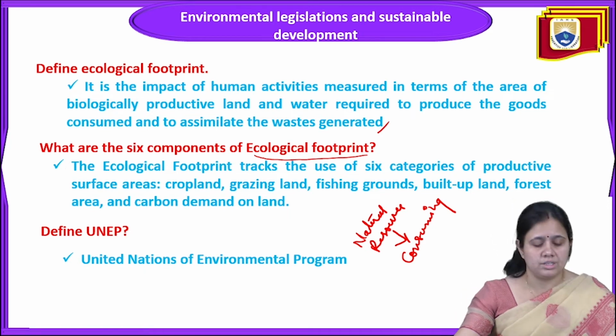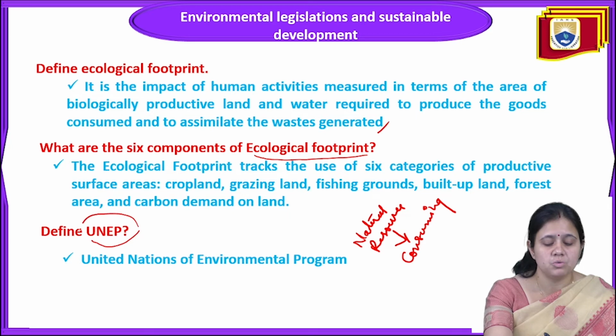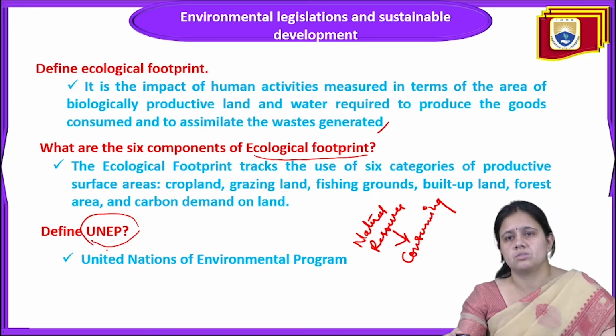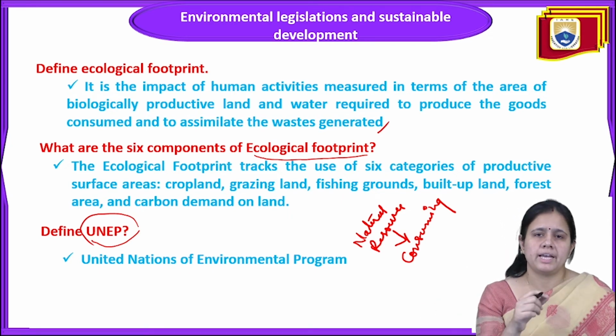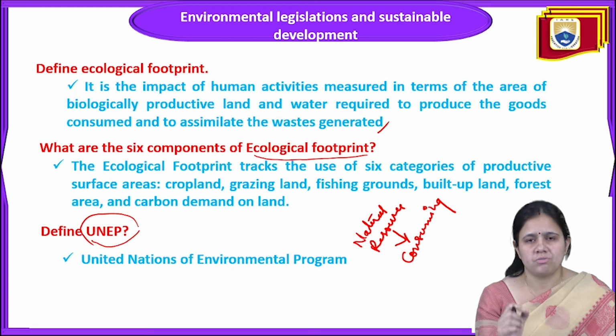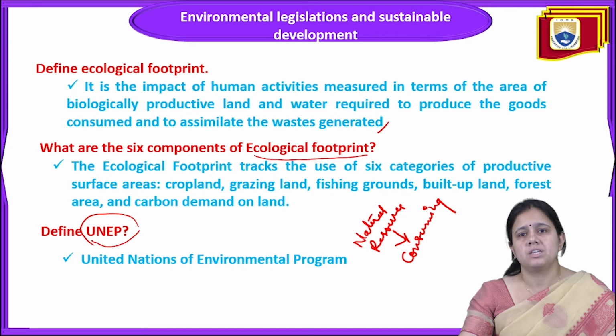Next is to define the term UNEP. UNEP stands for the United Nations Environment Programme. The United Nations has made many programs for the protection of the environment, like the UNCED convention, the Montreal Protocol, and the Kyoto Protocol. All protocols and conventions made for the protection of the environment are taken care of by the United Nations Environment Programme. The United Nations has made programs for the protection and safeguarding of the environment.